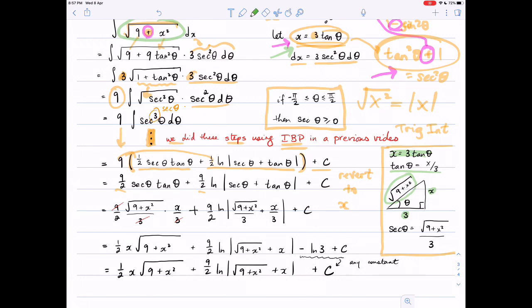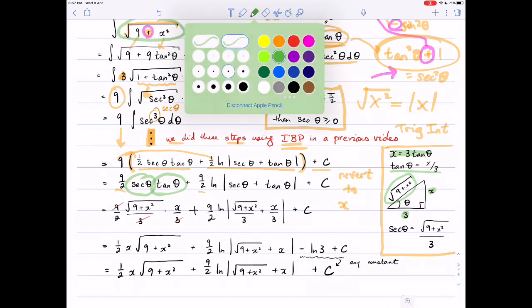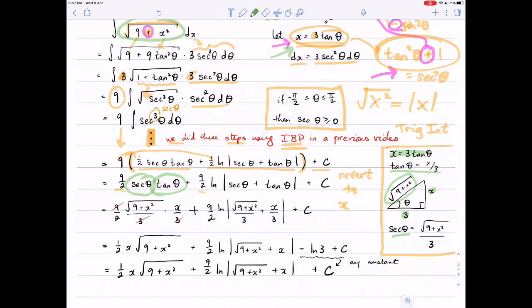Now, the tangent of theta we said is x over 3, so that is fine. We have the tangent of theta, but we also need the secant of theta. And so the secant of theta is over here, right? The secant of theta is the hypotenuse over the adjacent. And so the hypotenuse over the adjacent gives me the root of 9 plus x squared over 3. So we substitute those guys back in.